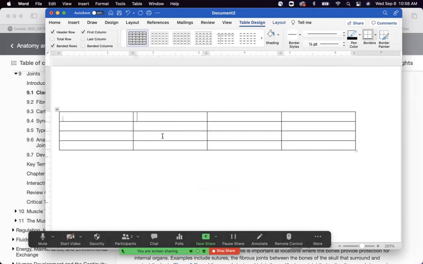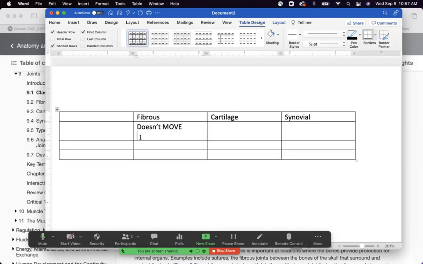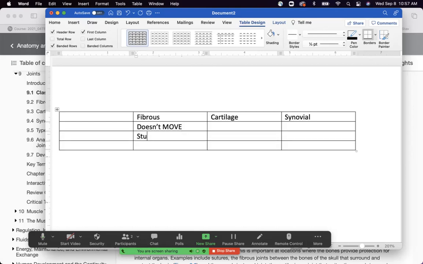Let's look at the types of joints. So right now we talked about fibrous, cartilaginous, and synovial. Fibrous doesn't move at all. So the joint space shouldn't move. An example are sutures in your skull.